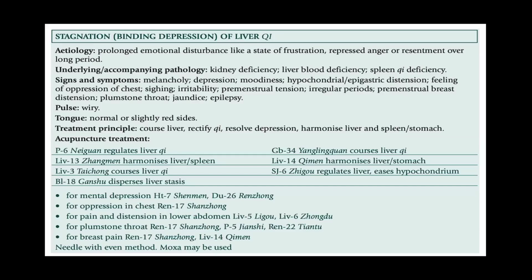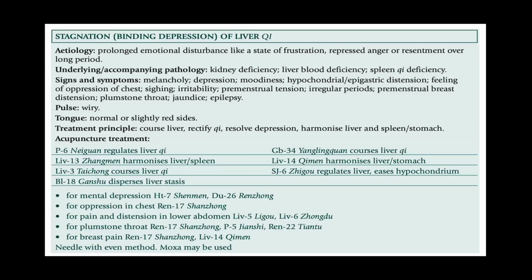To summarize, liver qi stagnation has its etiology in prolonged emotional disturbance like a state of frustration, repressed anger, or resentment over long periods. Underlying or accompanying pathologies are kidney deficiency, liver blood deficiency, and spleen qi deficiency. Its signs and symptoms: melancholy, depression, moodiness, hypochondrial epigastric distension, feeling of oppression of the chest, sighing, irritability, premenstrual tension, irregular periods, premenstrual breast distension, plumstone throat, jaundice, and epilepsy. The pulse is wiry and the tongue is normal or slightly red on the sides.